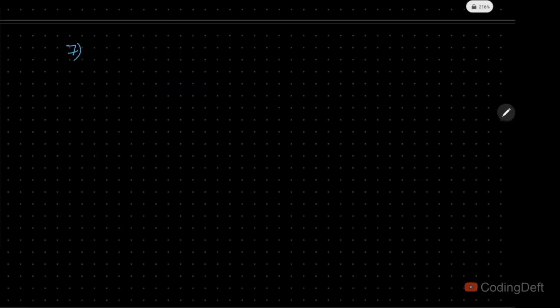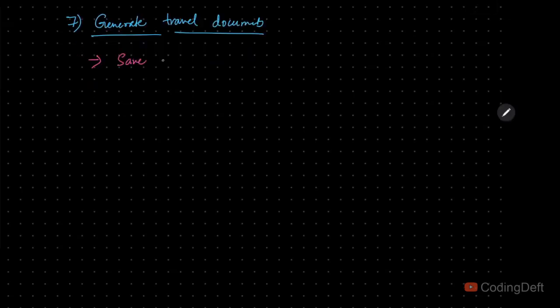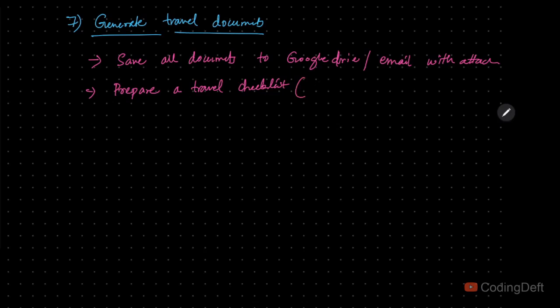The final step would be to generate the travel documents. So it can save all the documents to, let us say, Google Drive or send an email with the attachments. Then it can prepare a travel checklist of all the documents required, such as passport and visa. It can also add the schedule to your calendar for those 2 weeks of the trip.